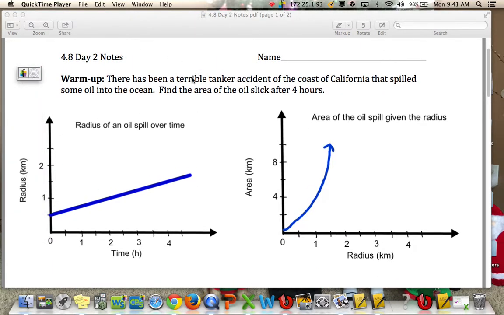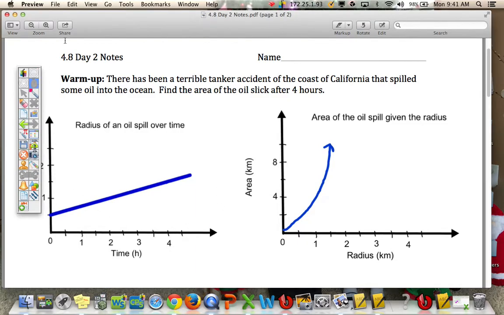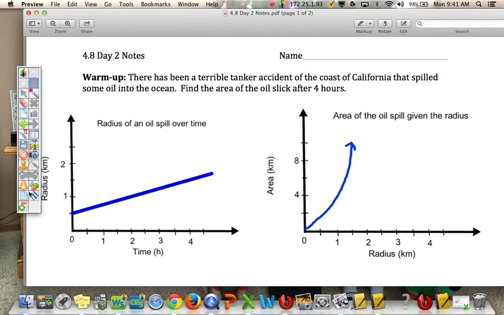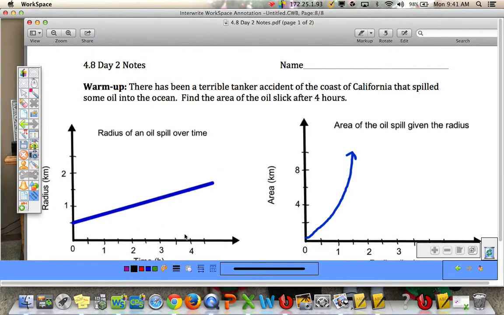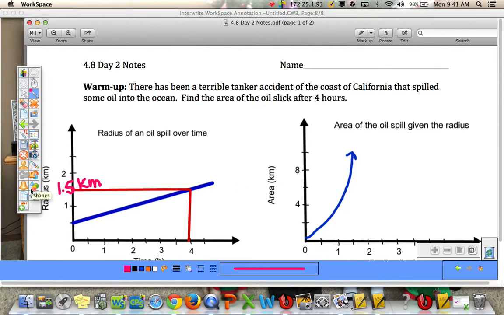So after 4 hours, let's start with the radius. What is the radius after 4 hours according to the graph? And let me move this over. Use my line tool. All right, so after 4 hours, the radius is about 1.5 kilometers. Okay, so if that's the radius, let's find the area. Here's 1.5 kilometers. And the area of the oil spill is about 4. And this is 4 kilometers. And this should be squared.